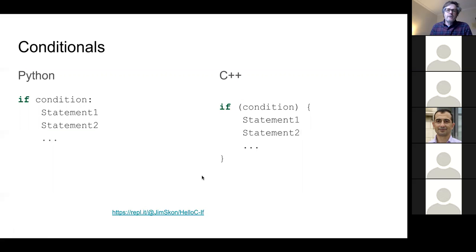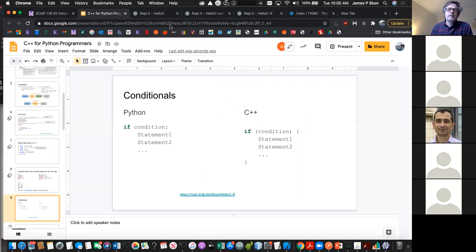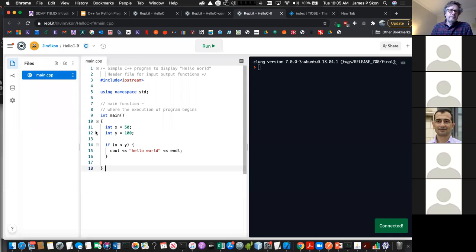And so let's look at an example of this code. Here's some code. It all looks very much like it did before, but notice it says I have an integer x equals 50, an integer y equals 100, and I say if x is less than y, print hello world. Sure enough. Now if I change this to 25, it doesn't print hello world, right? Because it looks very much like Python.